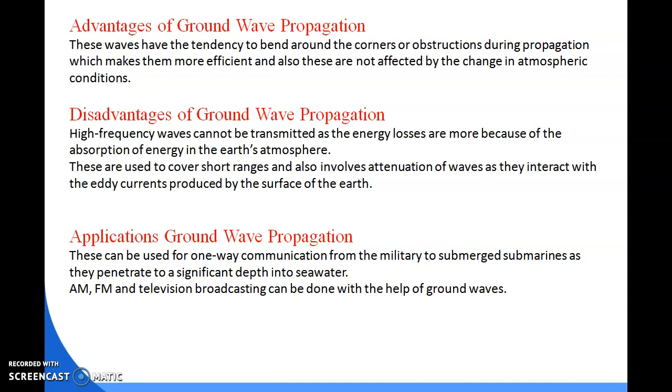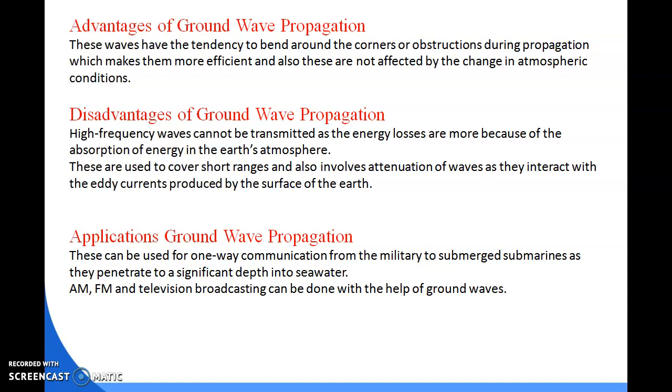So the disadvantage is that you cannot use it for high frequency communication through this ground wave system, because it is very near to the earth's surface, so the energy losses are more due to absorption by the earth's atmosphere. These waves are used to cover short range, and there is also attenuation of the waves as they interact with the eddy currents produced by the surface of the earth.